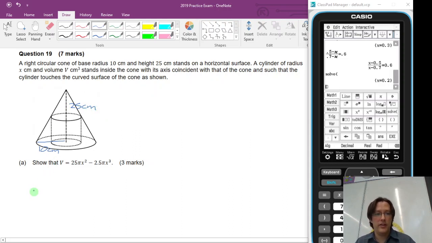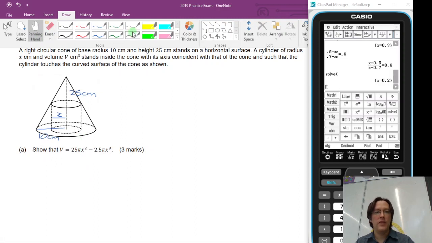We've got a cylinder of radius x centimeters and volume v centimeters cubed, stands inside the cone. Don't worry about this wording so much. Basically, we've got a cylinder inside this cone, and the circle here matches the outside of the cone there. So we need to find an expression for volume and show that it's this. This, I think, is one of the hardest questions in the test, if not the hardest.